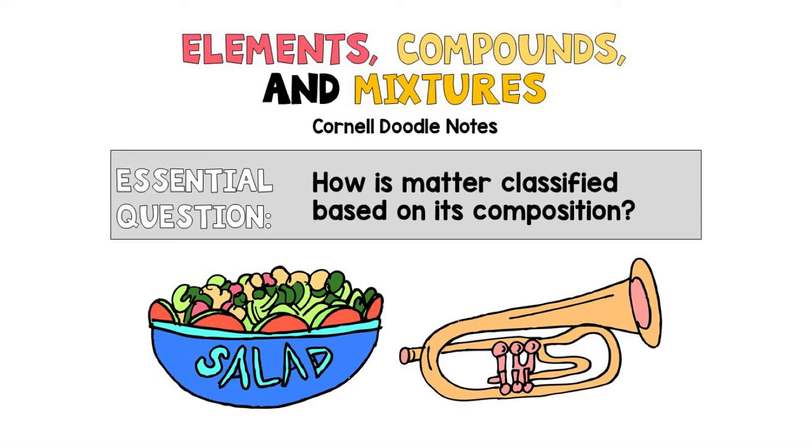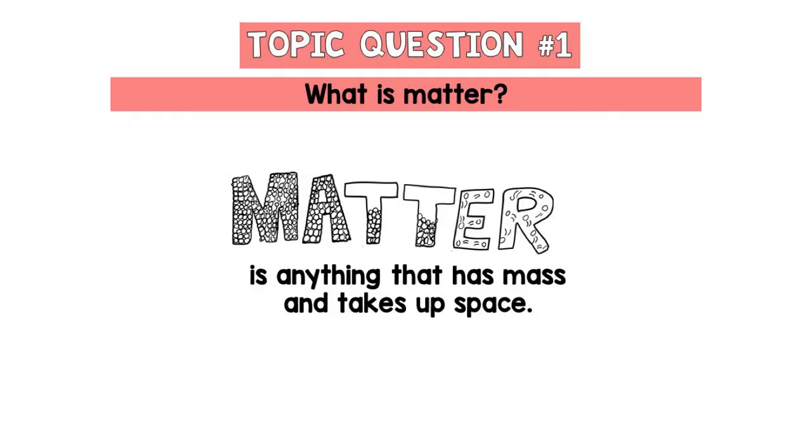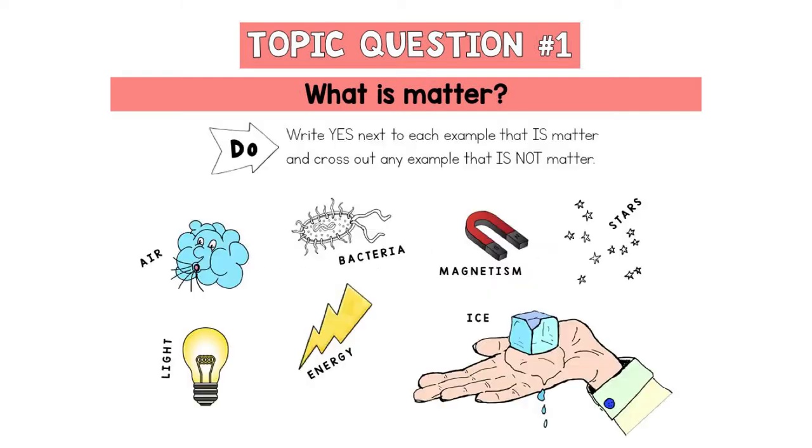Today we're going to learn how to classify matter according to elements, compounds, and mixtures. Our essential question for the day is, how is matter classified based on its composition? What is matter? Well, matter is anything that has mass and takes up space.